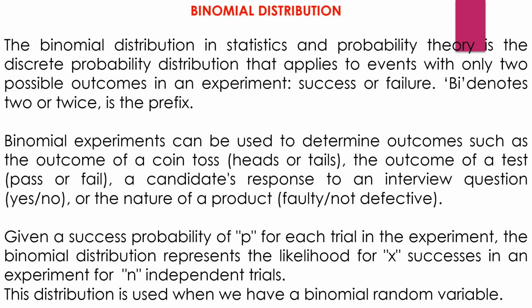Given a success probability of p for each trial in the experiment, the binomial distribution represents the likelihood of x successes in an experiment for n independent trials. This distribution is used when we have a binomial random variable.